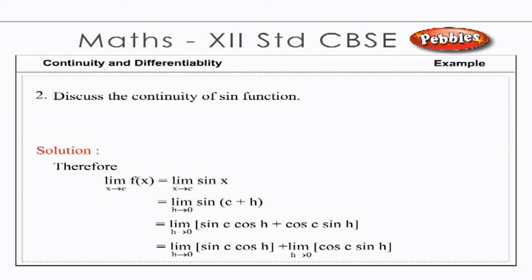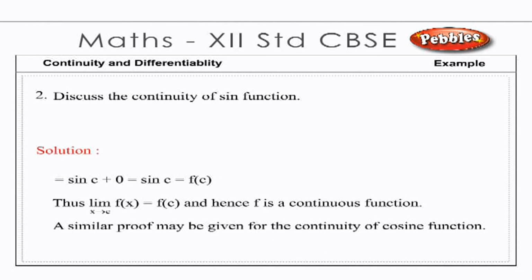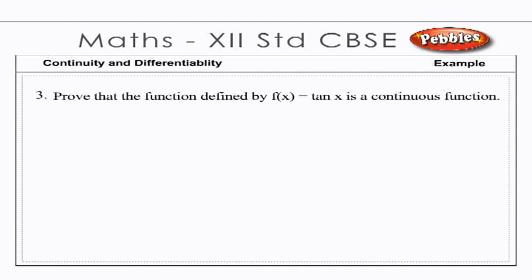Therefore, limit x tends to c of f of x equals limit x tends to c of sine x equals limit h tends to 0 of sine of c plus h equals limit h tends to 0 of sine c cos h plus cos c sine h equals limit h tends to 0 of sine c cos h plus limit h tends to 0 of cos c sine h equals sine c plus 0 equals sine c equals f of c. Thus, limit x tends to c of f of x equals f of c, and hence f is a continuous function.